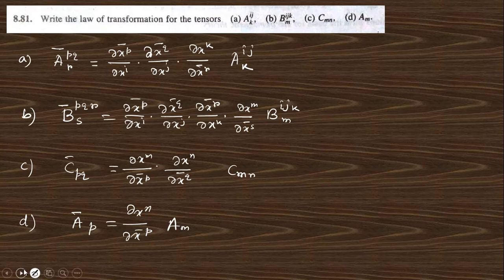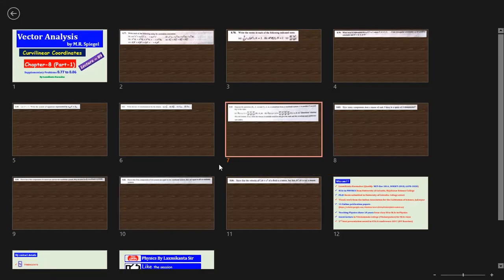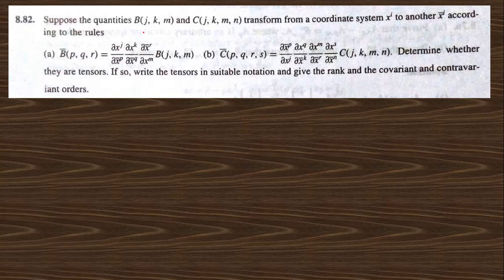Clear? This is the transformation of the tensor. This is the transformation property of a tensor. Next, suppose the quantities B and C transform from a coordinate system x i to x i bar according to this law. So determine whether they are tensors. If so, write down the tensor in suitable notation, give the rank, covariant, contravariant, etc.